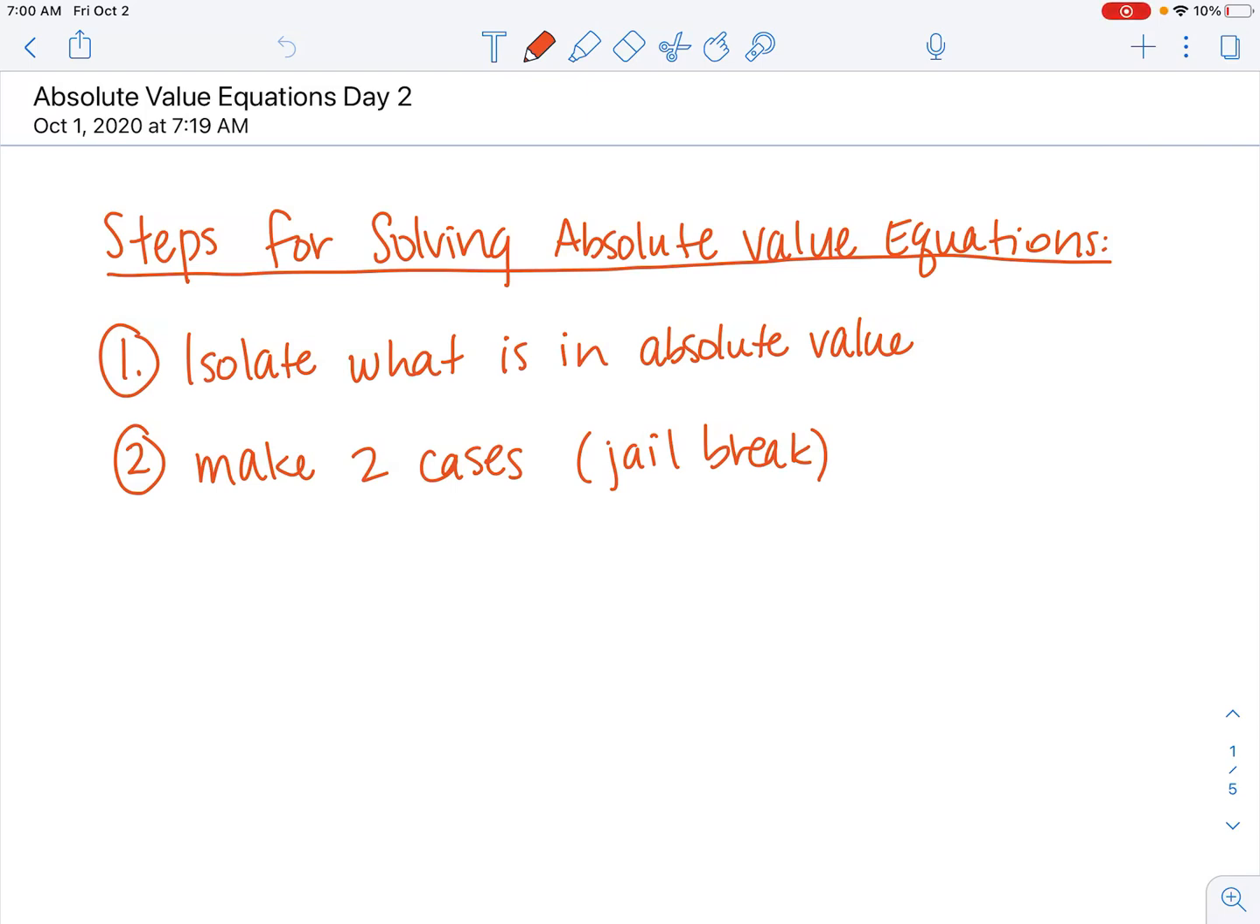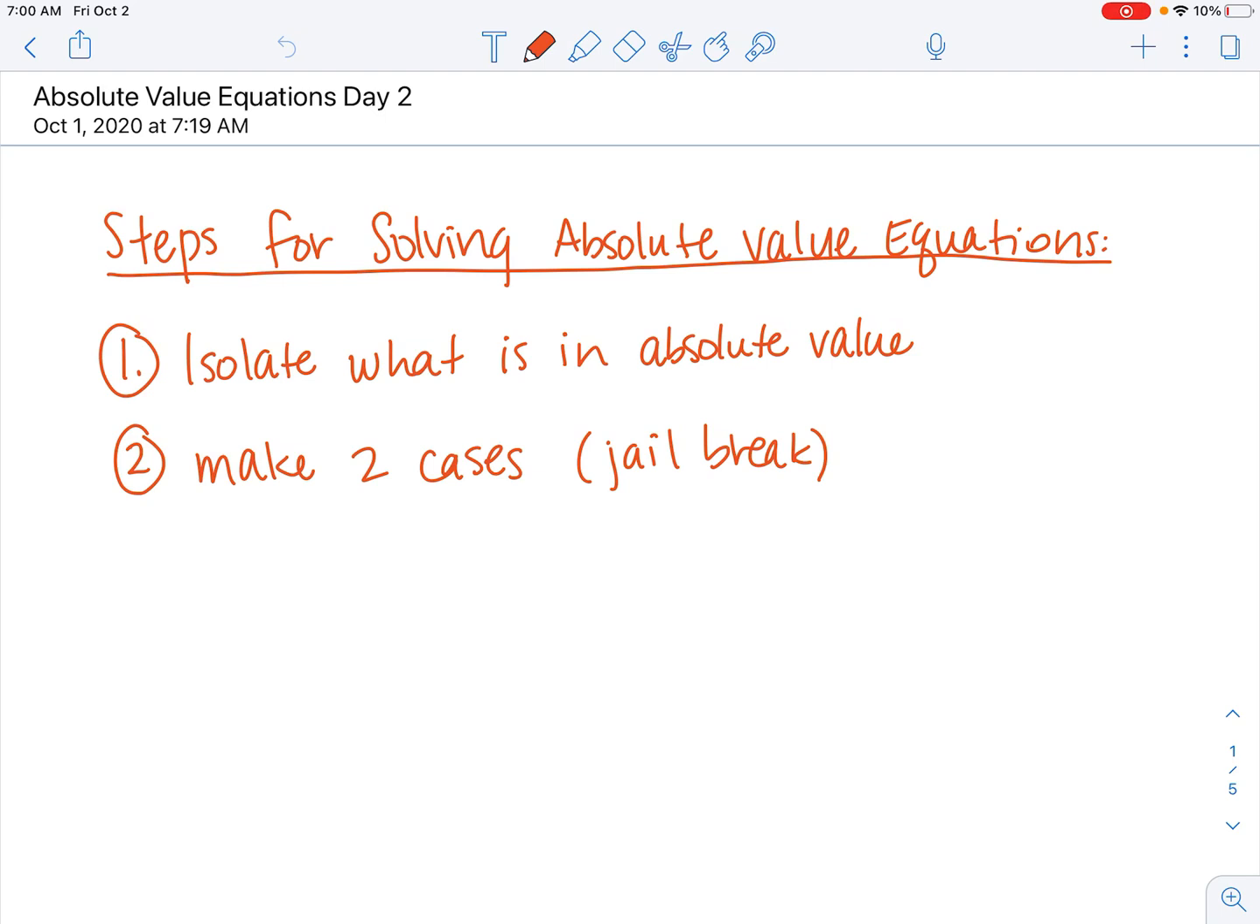Today we're going to continue learning about solving absolute value equations. So I've put the steps here again, and I've tried to simplify them as much as possible because you must follow the steps like I show them in order to get the answers that you are supposed to get for these problems. So you can't really choose when you make your two cases.